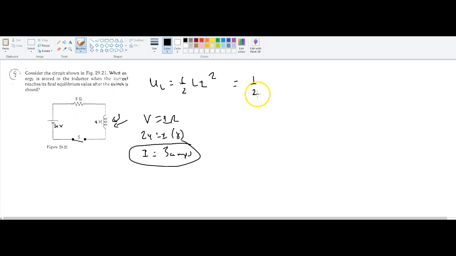The amount of energy stored in it that it can use up later is going to be 1/2 times L, 4, times 3 squared, and I get 6. And the unit for energy is joules. Did I do that right? I did not do that right. I didn't square it at all. That's wrong. So let's change this to 18 and make my life better. All right, how about 18 joules? That's 9 times 4. 3 times 3 is 9. 9 times 4 is 36. And 1/2 of that is 18.